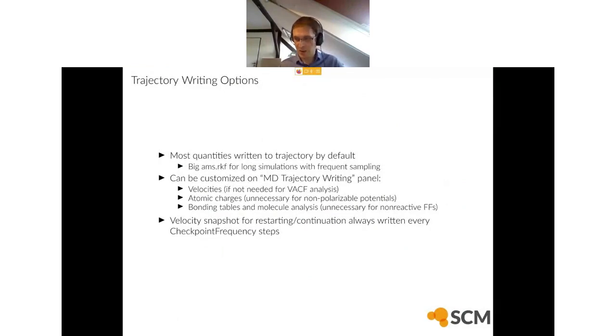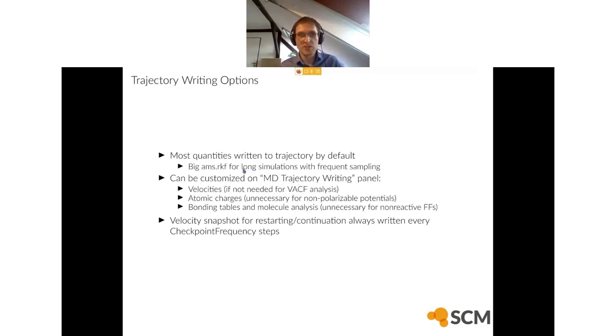One common complaint about AMS is that the trajectory files are way too big. This is because the trajectory contains most of the quantities that get calculated by default. You have to opt out of writing something if you know you will never need it. This is something we feel is better than not calculating, not writing stuff, and then having to rerun a simulation just because you forgot to write something.